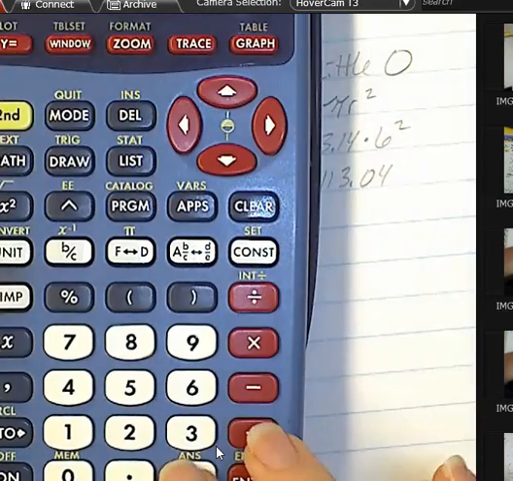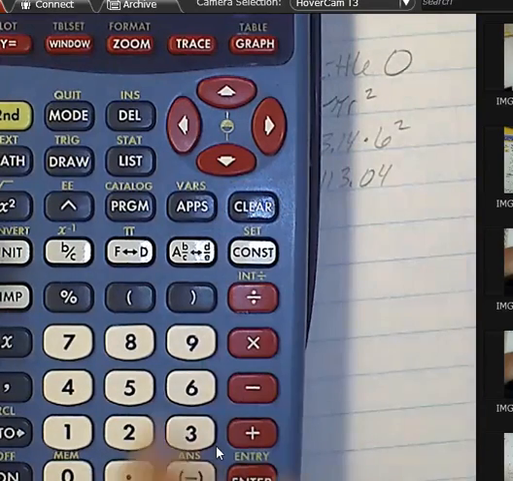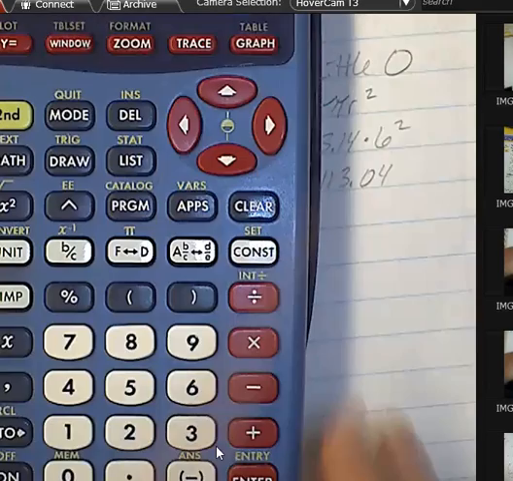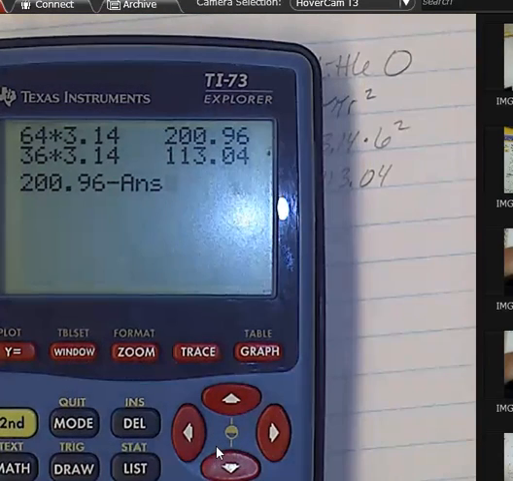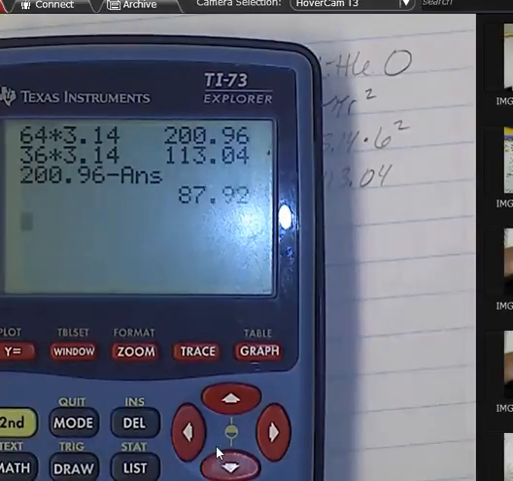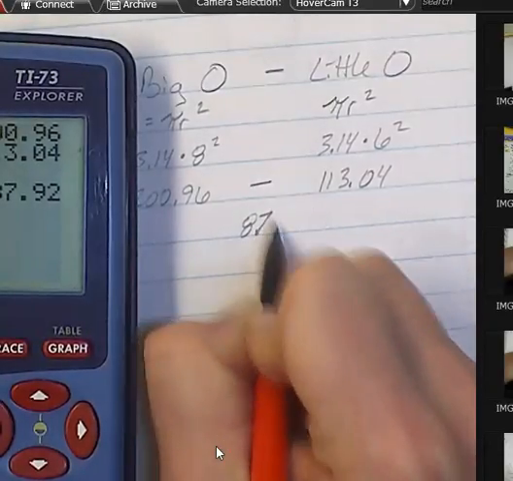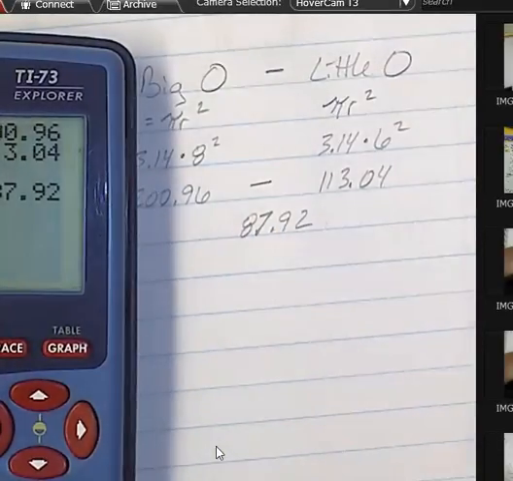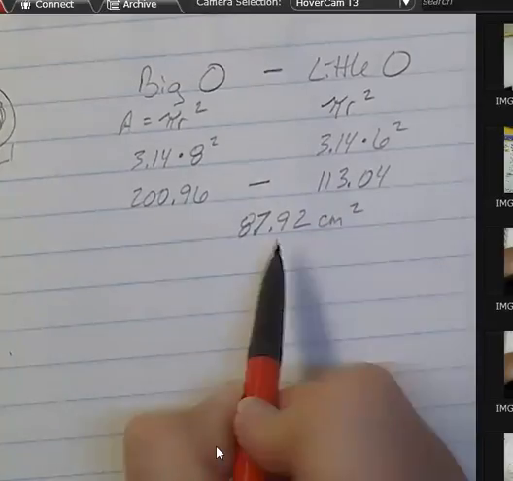So I'm going to do second answer. Nope, I'm not. I'm going to do 200.96 take away second answer, so I don't even have to type that in again. It just says take away the previous answer. So if you do second answer, you have to do less work. I love the shortcuts on the calculator because I hate spending extra time doing math homework. I'm going to press enter, and it tells me it's 87.92. What's my label going to be?